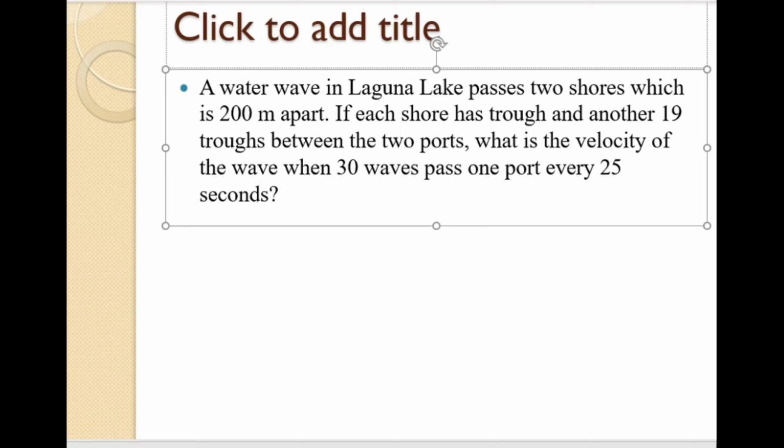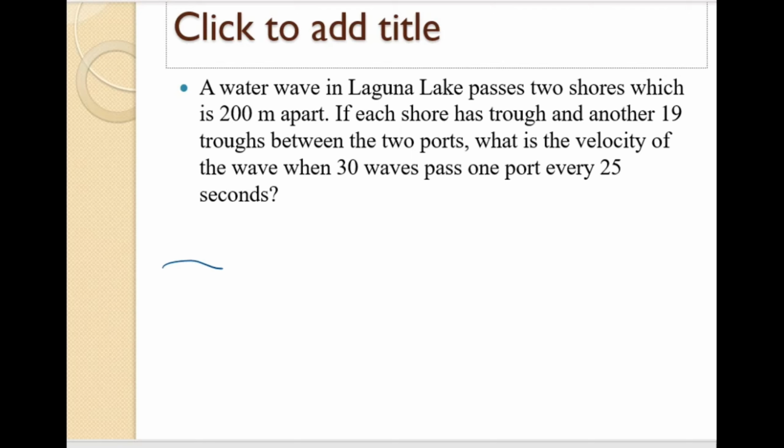Okay, next item. A water wave in Laguna Lake passes two shores which are 200 meters apart. If each shore has a trough and another 19 troughs between the two ports, what is the velocity of the wave when 30 waves pass one port every 25 seconds? So now, how do we solve for this one? For example, you have two shores, then you have the trough. For example, we have 30 waves passing through it. I could no longer draw the 30 waves.